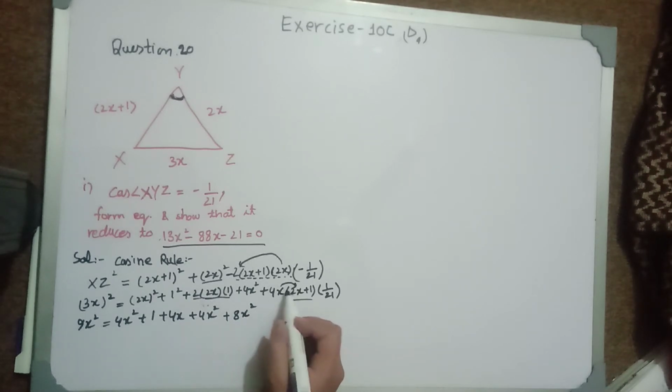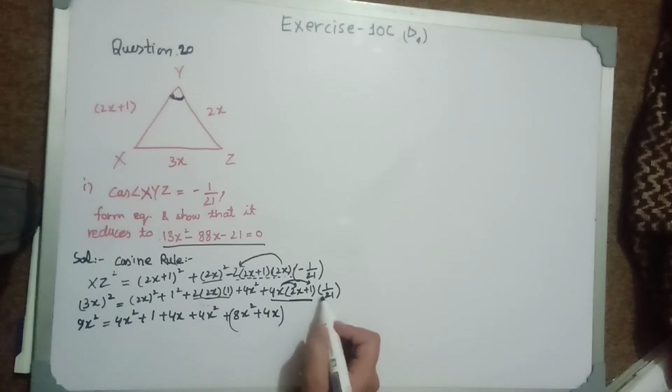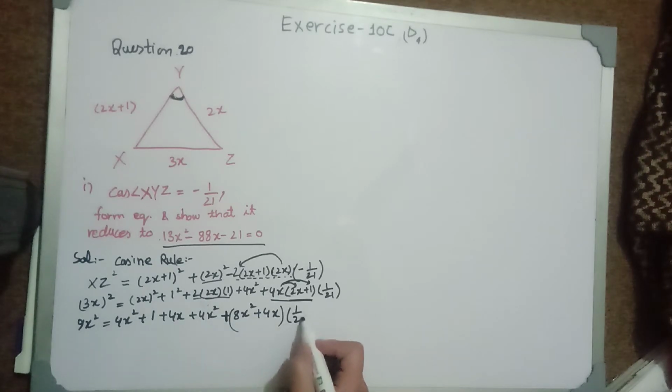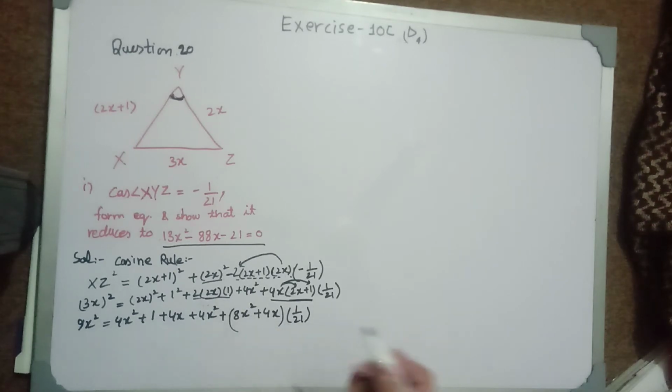And next I'll multiply 4x with 1, plus 4x, and this term is multiplied by 1 over 21, so I've written it in brackets. So I'm going to write here 1 over 21. The plus symbol is not clear, so I'm going to write it again so you don't get confused anywhere. Now 9x square is equal to 4x square plus 4x square, which is equal to 8x square, right?